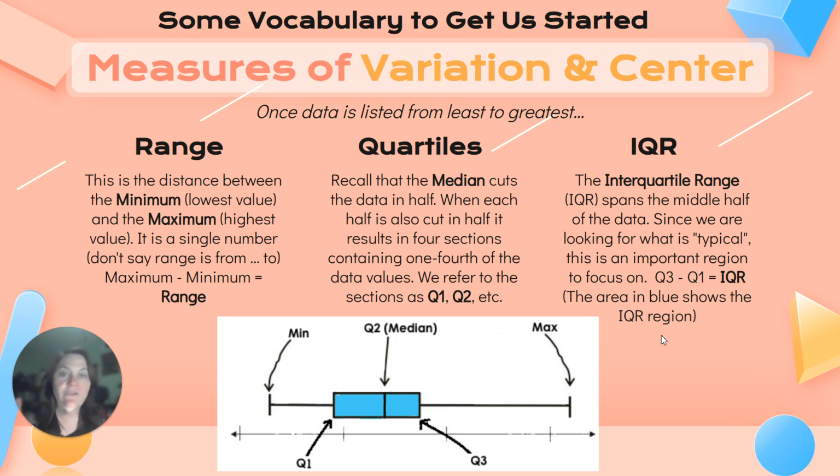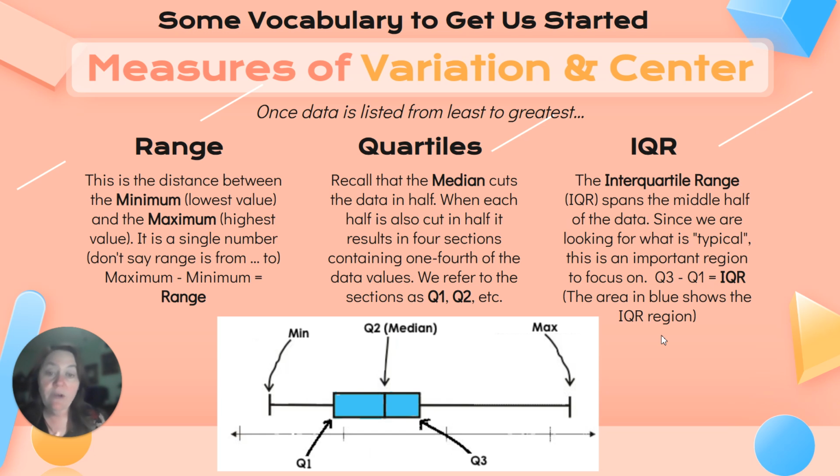So the range here is going to be a number, a single number. We don't say from and to, which is typical. Like a lot of times we say our data ranges from this to that. A range in stats is a single number. So you take the maximum and subtract the minimum. So if it was 200 minus 20, then our range would be 180.